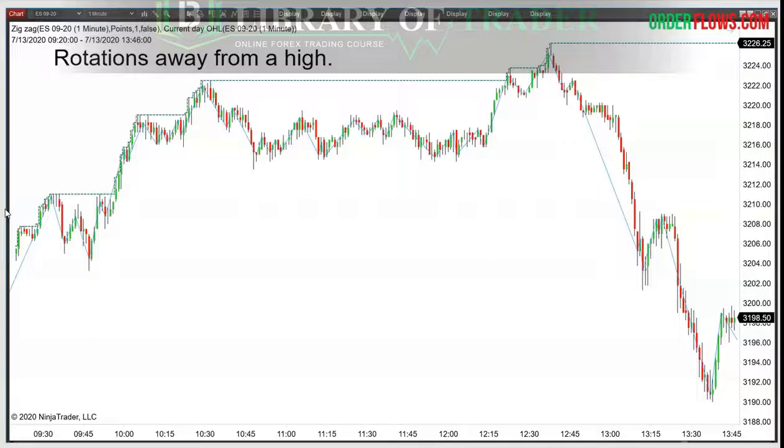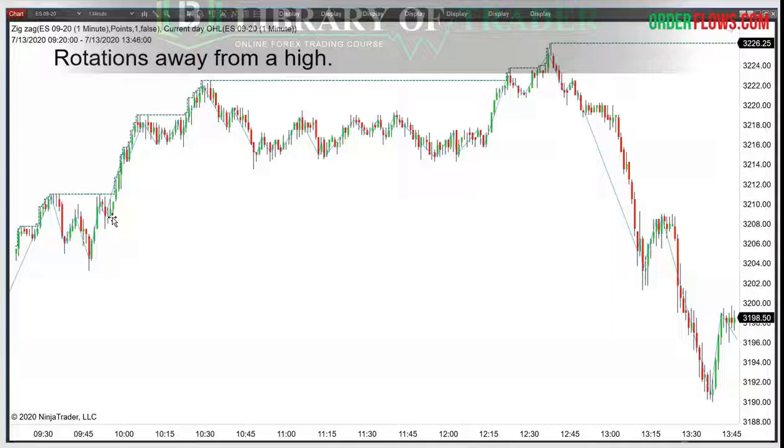So, let's take a look. So, rotations away from a high. The markets often get to a point where, here you can see a rotation. This rotation is about 20 points, 32.20 down to 32.02. With such a big rotation like that, it's going to be very, very difficult for the market to rotate back up to the high. Right now, you can't have a big rotation.